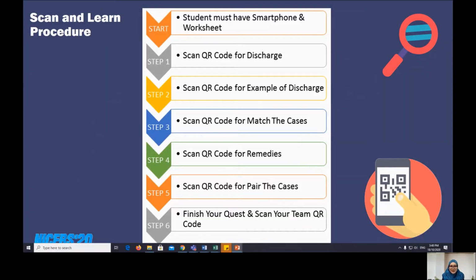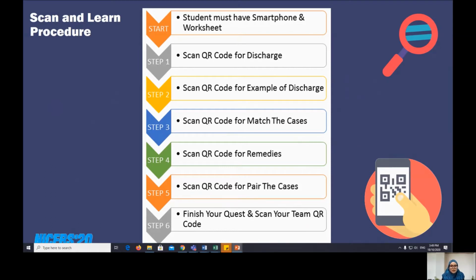This is our scan and learn procedure. First, the students must have a smartphone and they will be divided into groups. Each group will receive a worksheet. Second, which is the first step, the students have to scan the QR code for the discharge. They have to know what is discharge. And then the second step is where the students have to scan a QR code for examples of discharge, and they will match which one is the correct example.